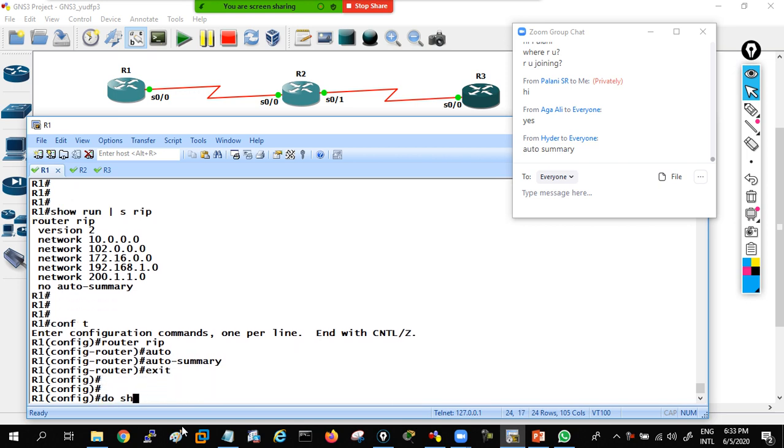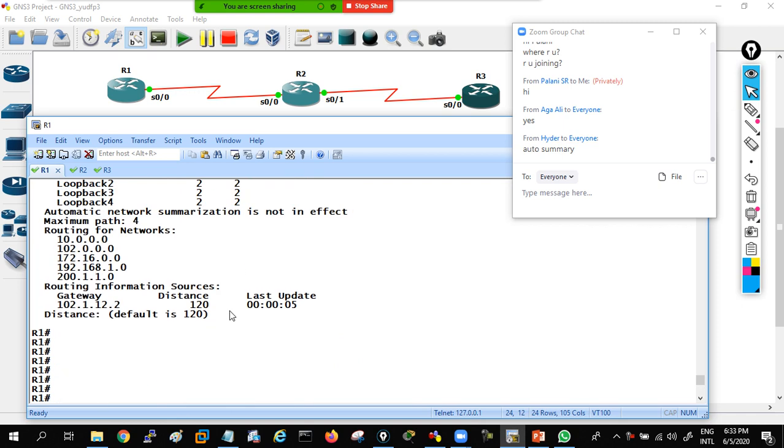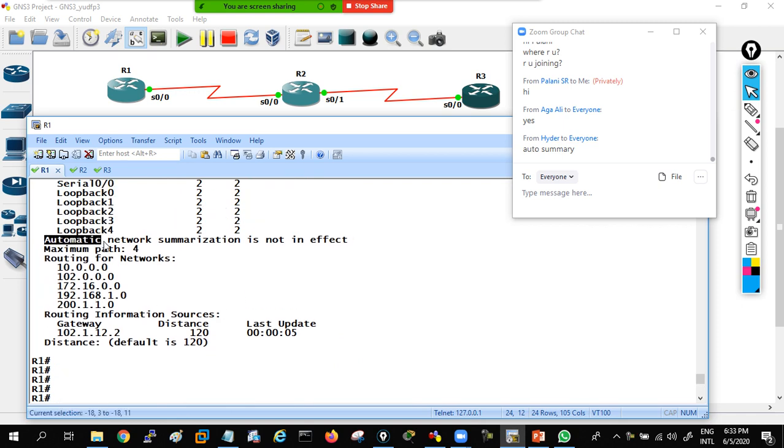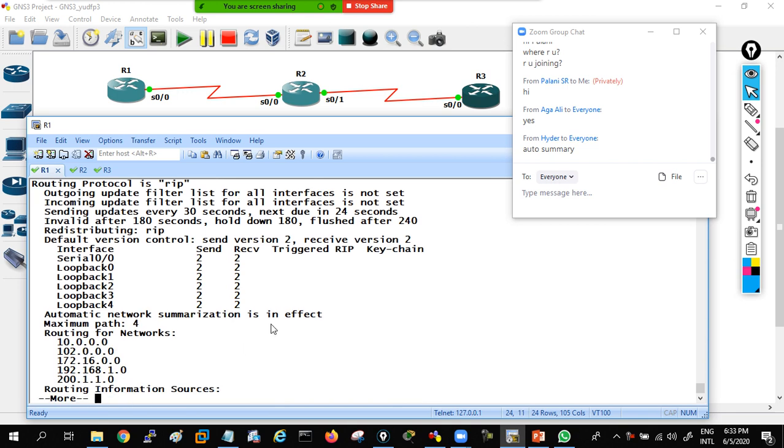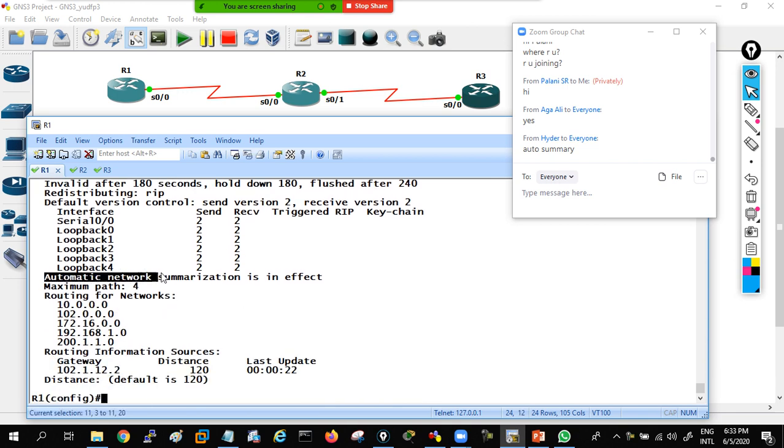Now see there, previously when you typed do show ip protocols, it said that automatic network summarization is not in effect. Now just go and see do show ip protocols. What's happening? See here, automatic network summarization is in effect. Now it's going to summarize, which means it will send the summarized networks to router 2.